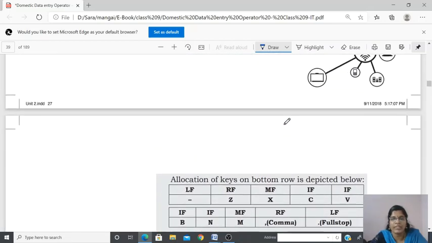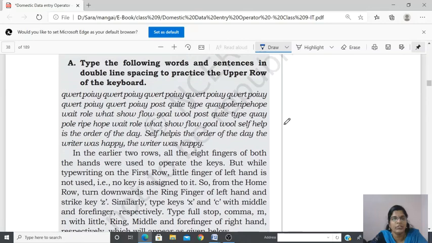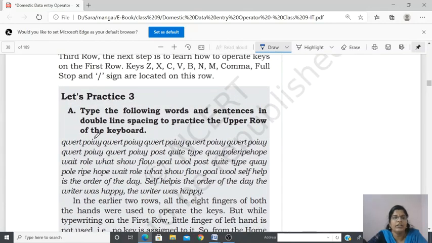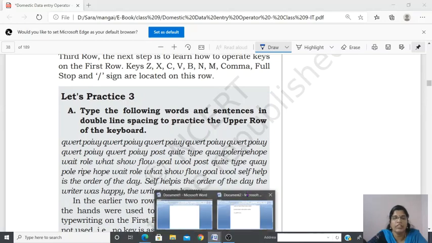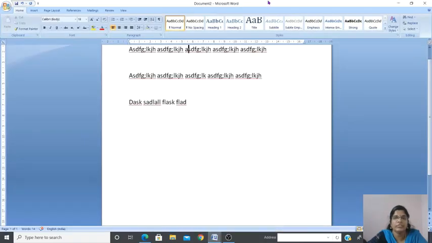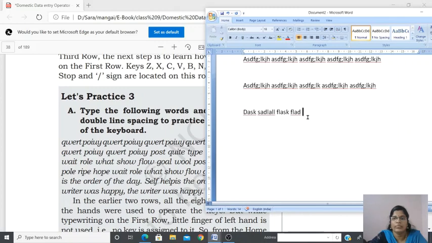This practice is the fourth one. Let's see the third one. Yes, here it's the third one for the upper row. Okay, so let me take a Word document. Say I'm typing. I'm keeping my fingers on Q W E R T. Then P O I U Y.